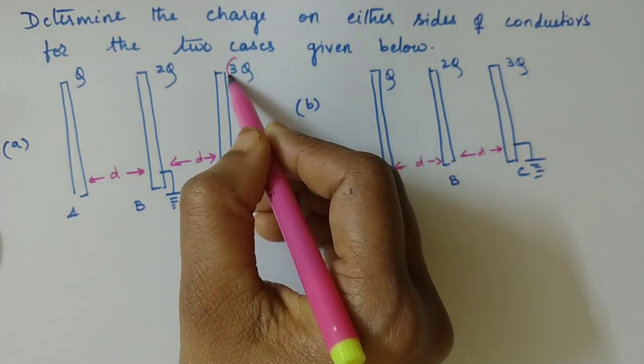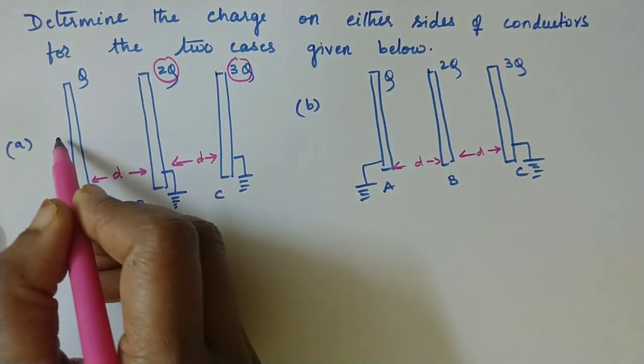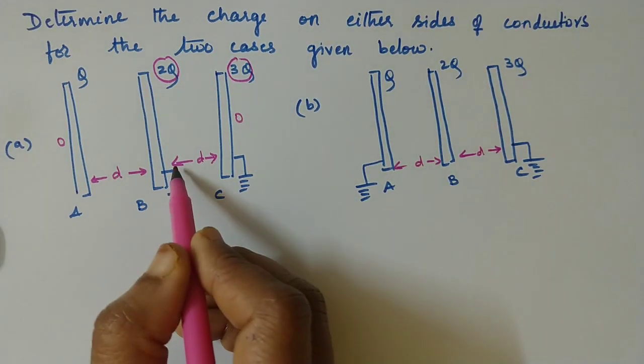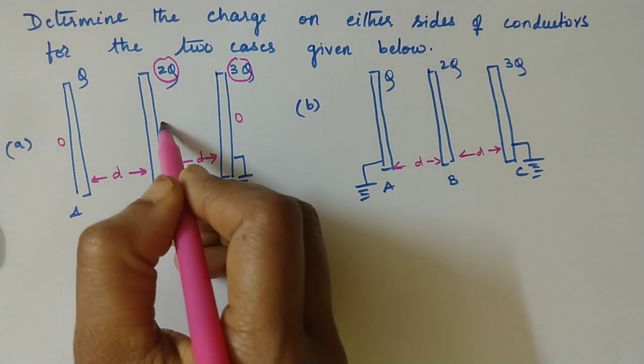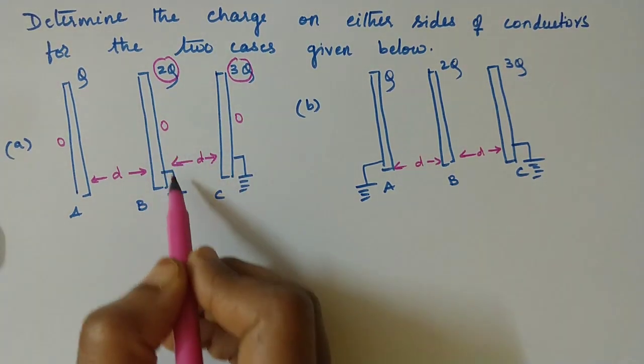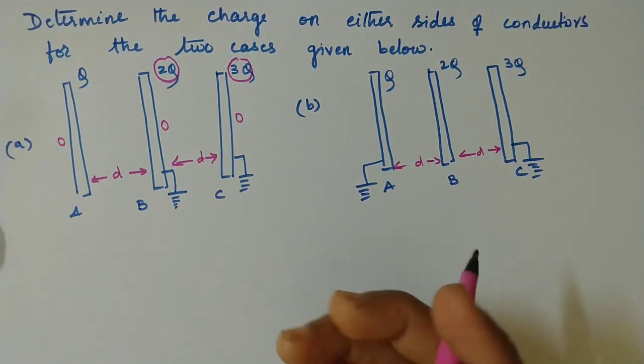First, circle the charges which are on the earthed plates. Step 2, outermost surfaces charge would become 0. Since you are earthing even this particular plate, here also charge would become 0. So if you are not satisfied with 0, you can take Q dash and proceed. Still you will get the same answer.